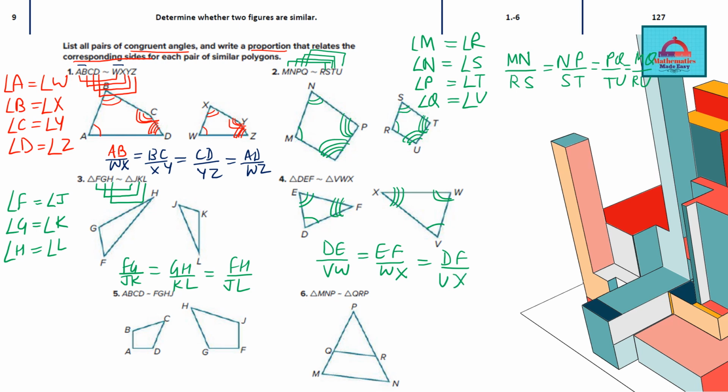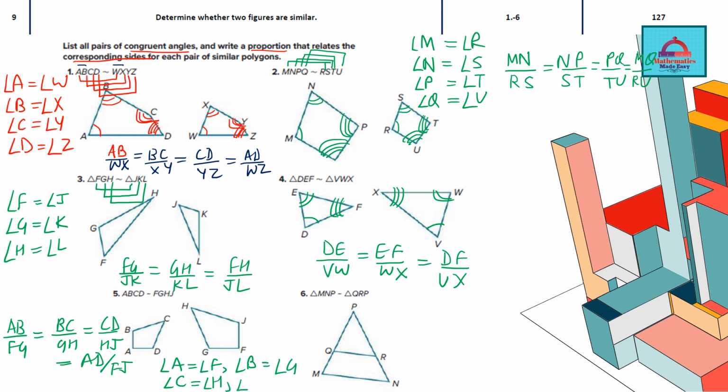I hope you're noticing the pattern, and let's finish with the last question. AB over FG is equal to BC over GH is equal to CD over HJ is equal to AD over FJ. Similarly for angles, angle A is going to be equal to angle F, angle B is equal to angle G, angle C is equal to angle H, and angle D is equal to angle J.